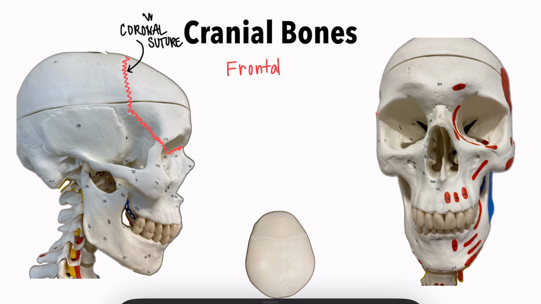And here you can remember it's a zigzaggy line where collagen fibers knit together these bones. And when you're first born, they are not yet knit together, and that's how a baby can fit through the birth canal. Now, on this other picture, we can see the outline of the frontal bone.